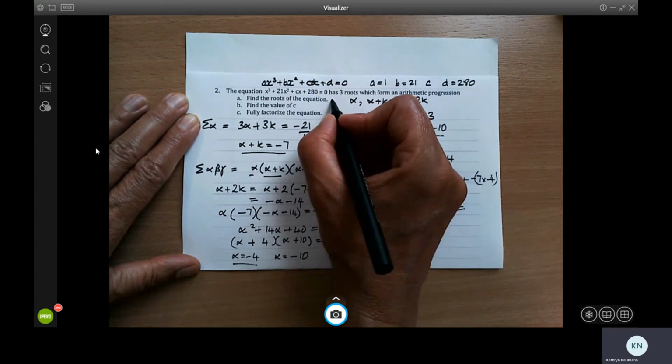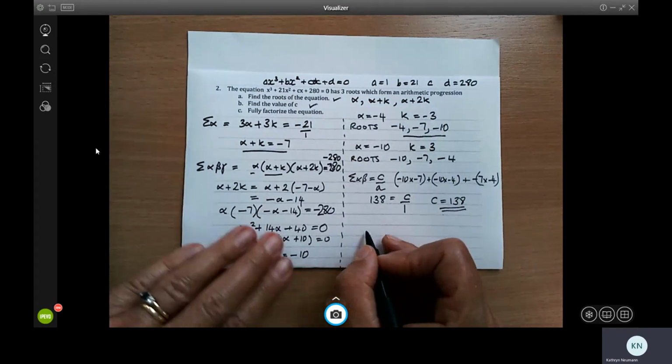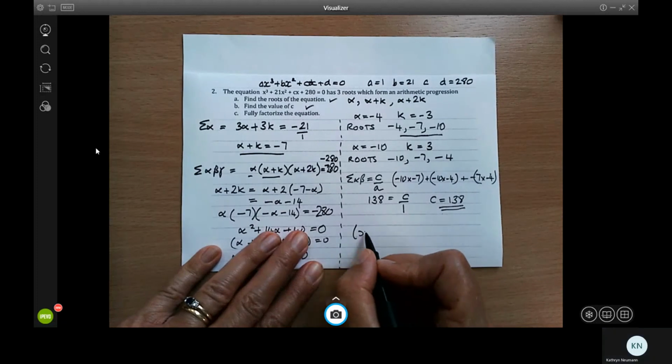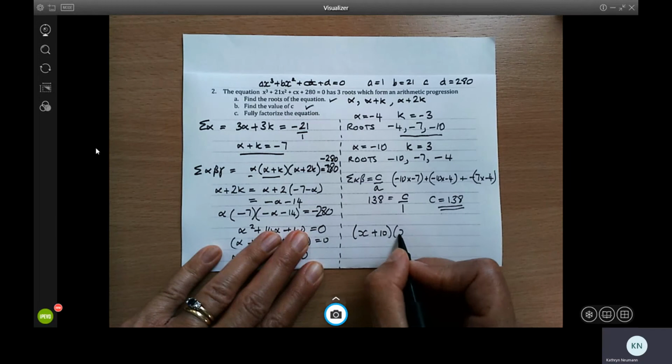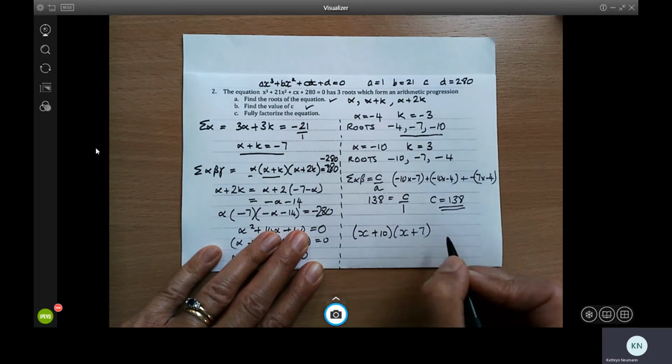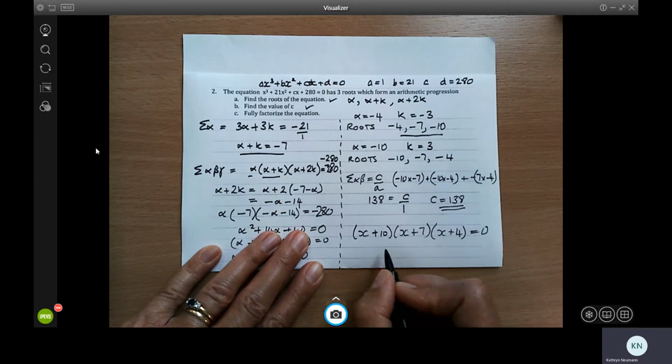So we found out the roots. We found out the value of c. Fully factorised, the equation is x plus 10, x plus 7, x plus 4 equals 0.